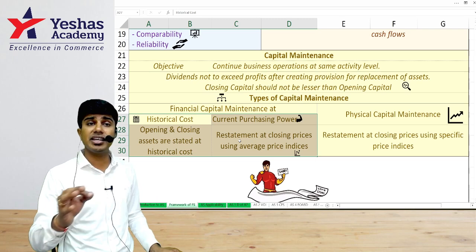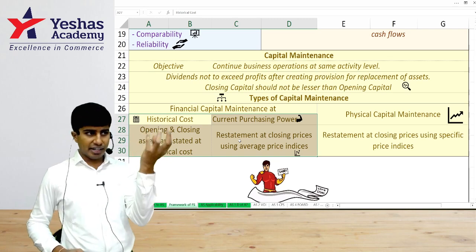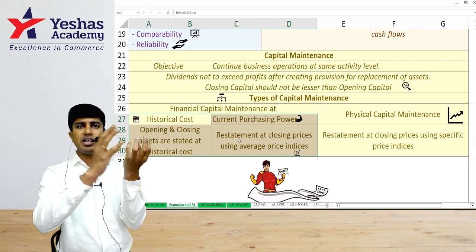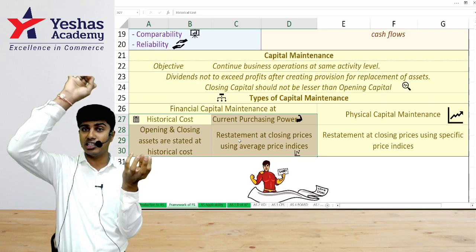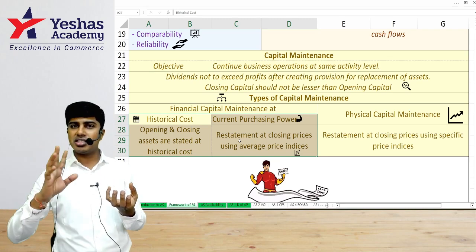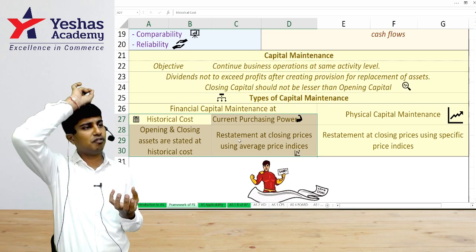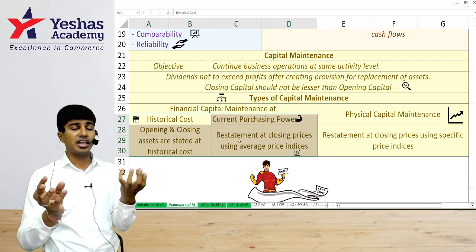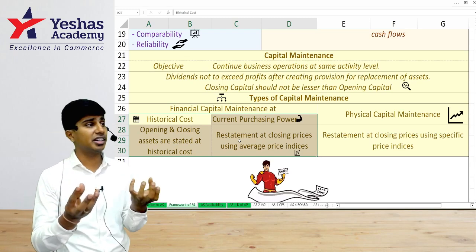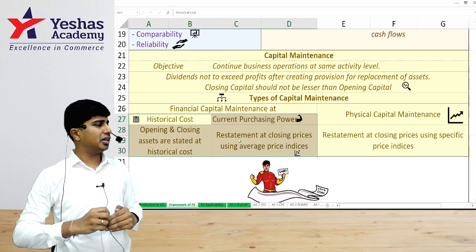What is my opening stock in units? I'll determine that. Multiply that with the historical cost that was there at the beginning. 10,000 units, let's say. Beginning of the year rate is 10, end of the year rate, I don't care. I'll take the historical cost rate of 10 only. 10,000 units were there at the beginning, 10 rupees per unit is the rate at the beginning, multiply. 1 lakh should be the capital that I should maintain.